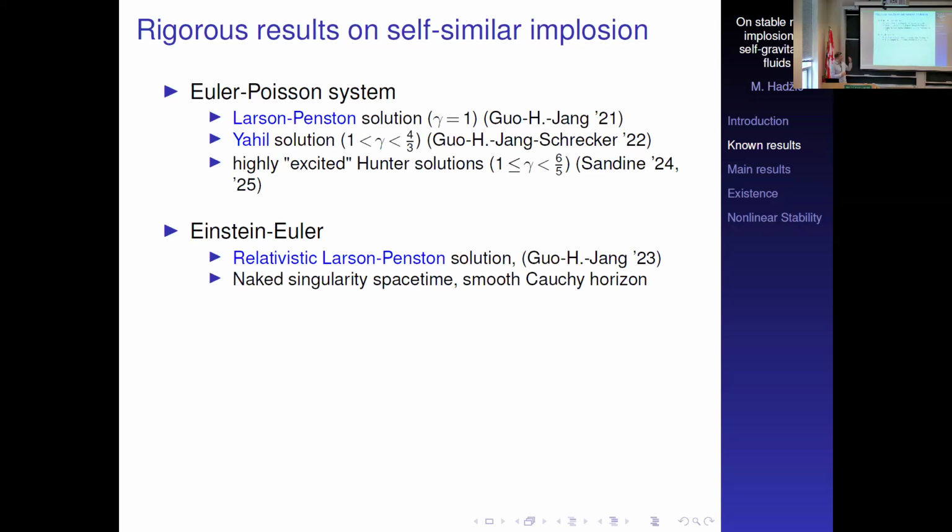And this singularity that arises has the interpretation of a so-called naked singularity. I'll define it later, but for the moment, it's something that distant observers can see. And it features a smooth Cauchy horizon. In fact, both of the characteristic lines, the backward light cone and the future light cone, are smooth. There's nothing wrong going on across these surfaces.